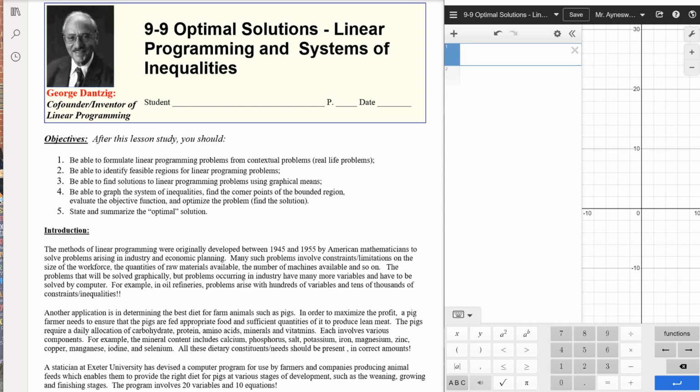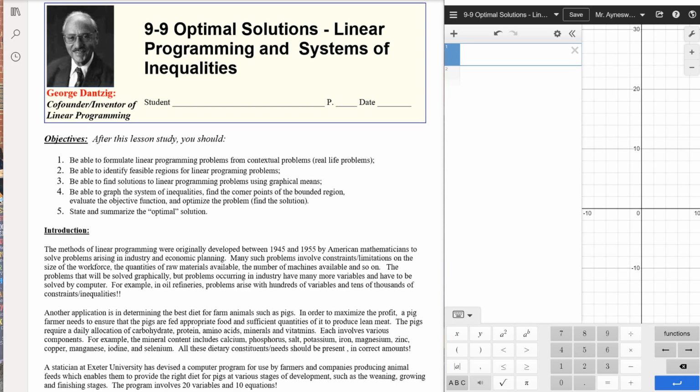We're going to be talking about how to optimize a business situation. We're going to be talking about linear programming, systems of inequalities, and something that George Dantzig, the guy you're looking at in the upper left, invented between 1945 and 1955 to optimize a business situation.